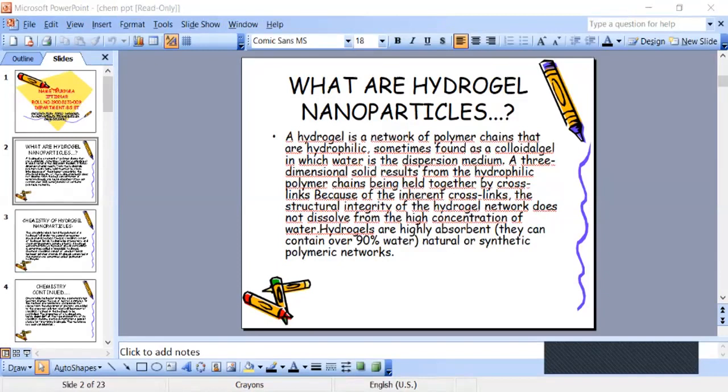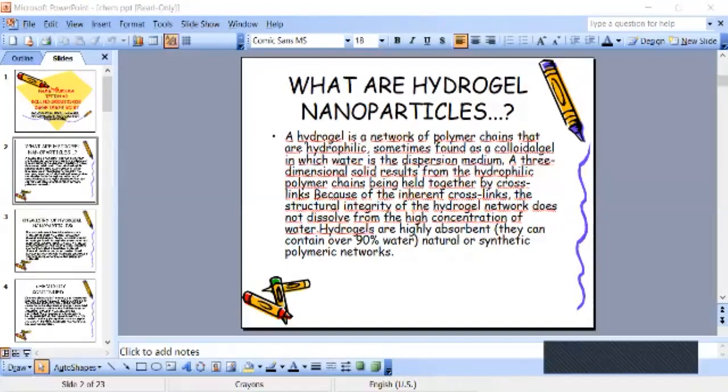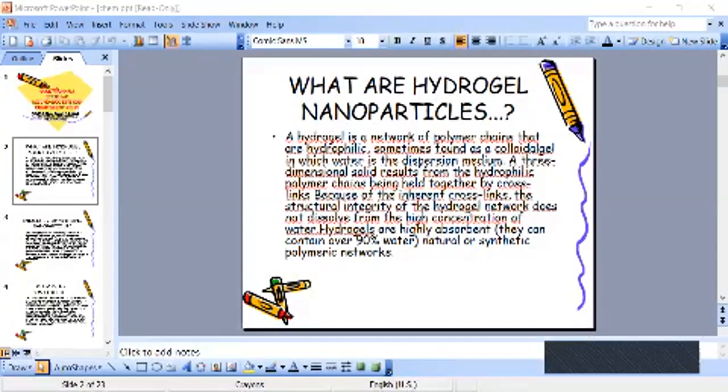A hydrogel is a network of polymer chains that are hydrophilic, sometimes found as a colloidal gel in which water is the dispersion medium. A three-dimensional solid results from the hydrophilic polymer chains being held together by crosslinks. Because of the inherent crosslinks, the structural integrity of the hydrogel network does not dissolve from the high concentration of water. Hydrogels are highly absorbent. They can contain over 90% water, natural or synthetic polymeric network.